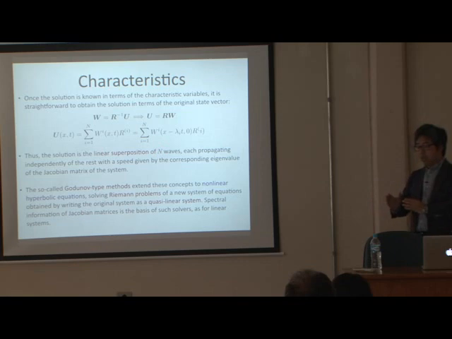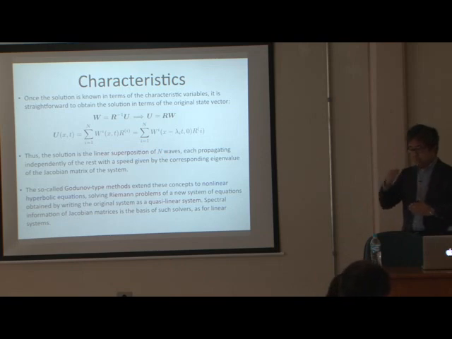So sometimes the characteristic is coming from one direction, and then they are also catching each other. Each point is a combination of different pieces of information. Each propagation is independent, with the speed given by the corresponding eigenvalue of the Jacobian matrix of the system. Then the so-called Godunov-type method extends this concept to the nonlinear hyperbolic equation.